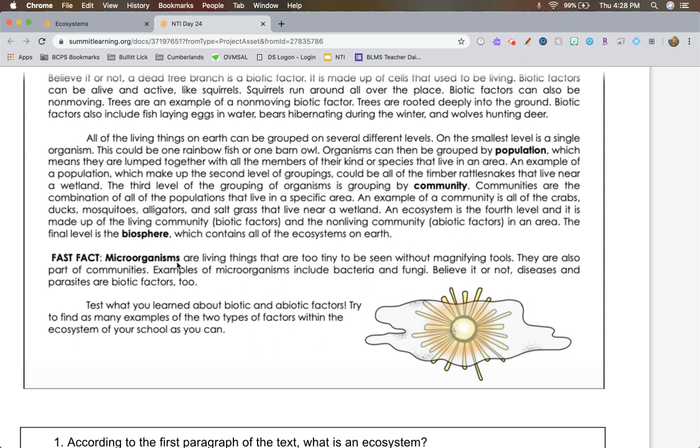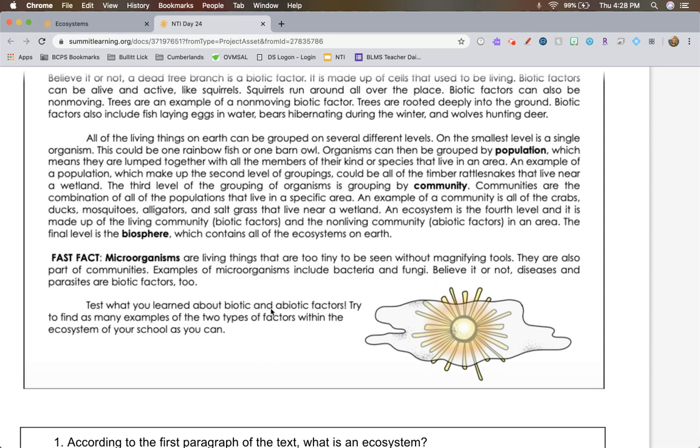Fact: Microorganisms are living things that are too tiny to be seen without magnifying tools. They are also part of communities. Examples of microorganisms include bacteria and fungi. Believe it or not, diseases and parasites are biotic factors too.